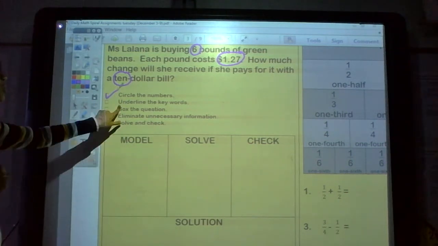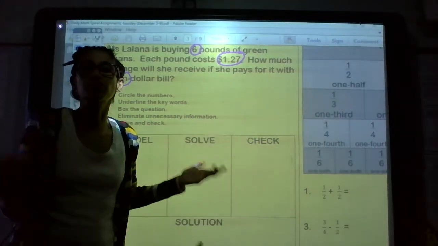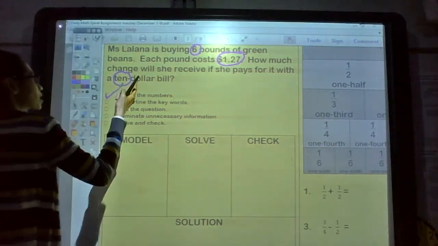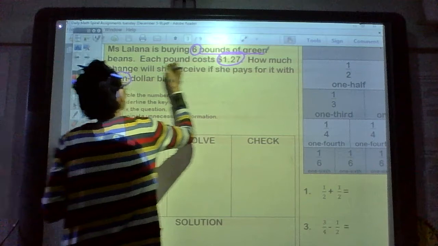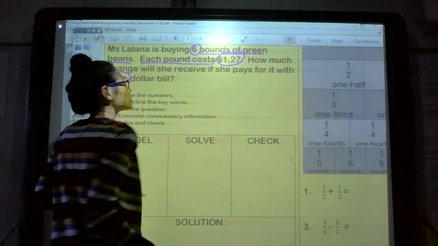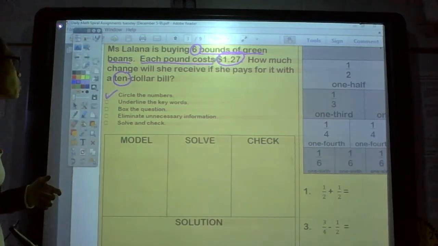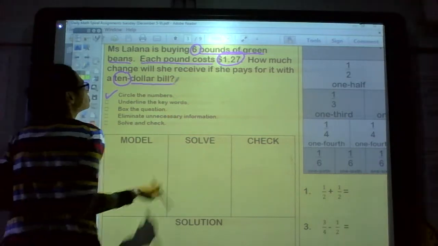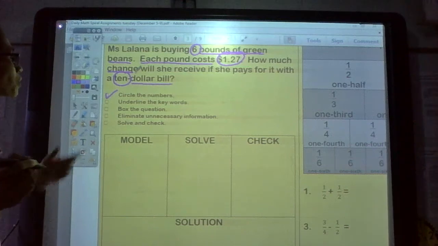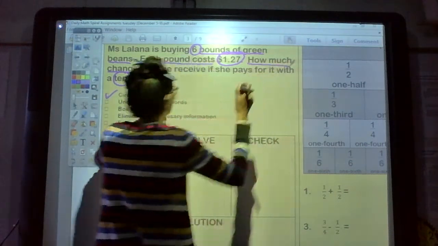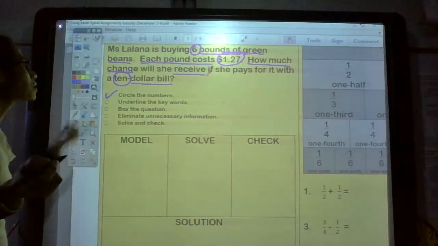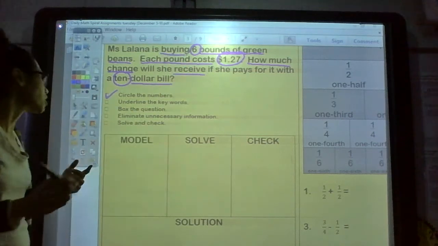The next step is to underline the keywords. Remember, to underline the keywords, we can always start with the unit of all the numbers. So 6 what? Pounds of green beans. What else? Each pound costs $1.27. What else are keywords? Oh, right here. $10 bill. Change. Or anything else? Okay, you can underline how much change. All right, and receive. All right, I think that's fine. Oh, if you want to underline buying, you can. All right, we're done with that.